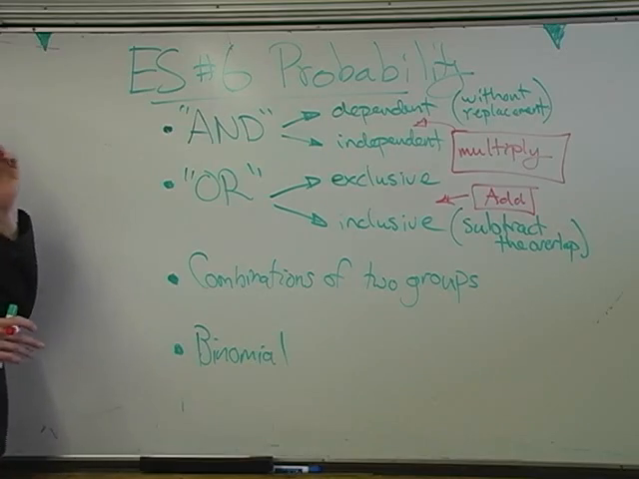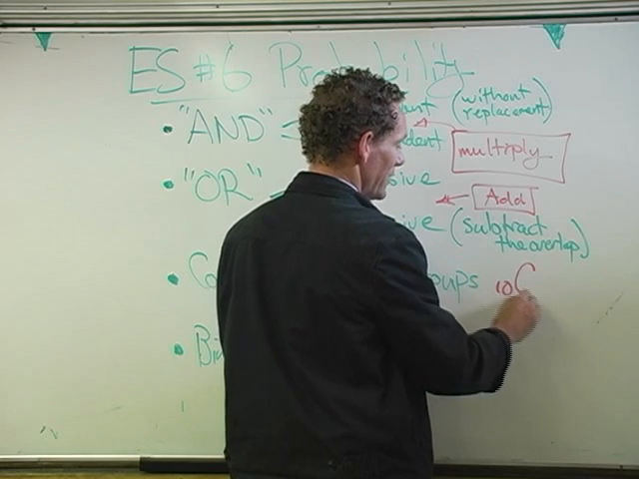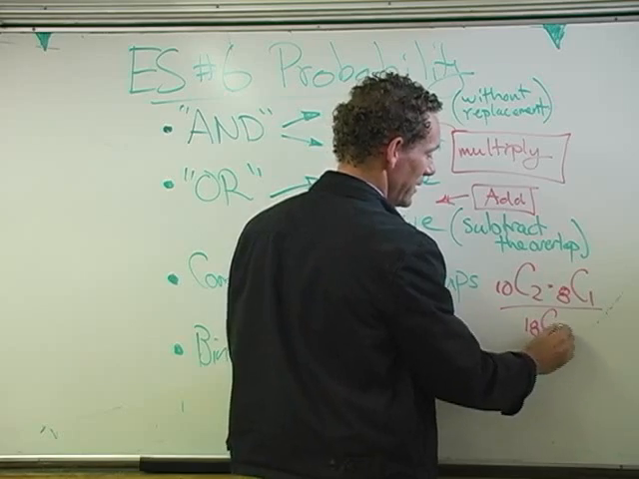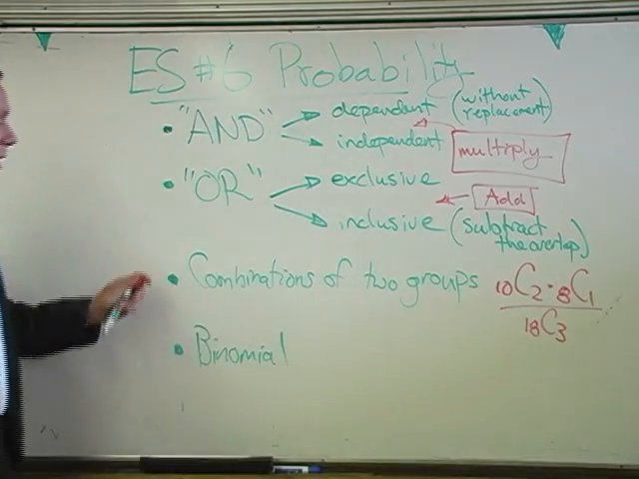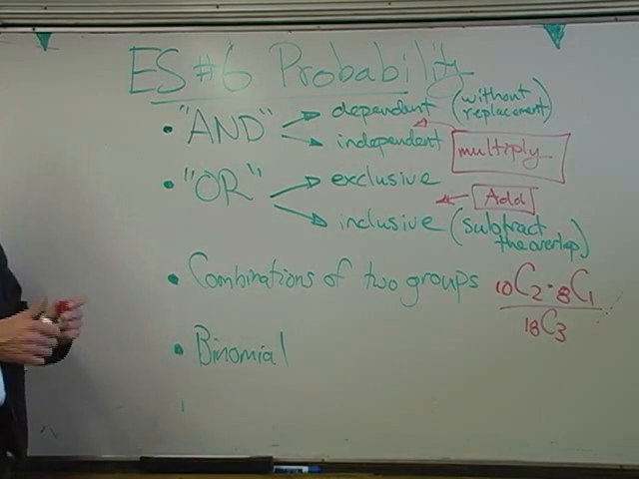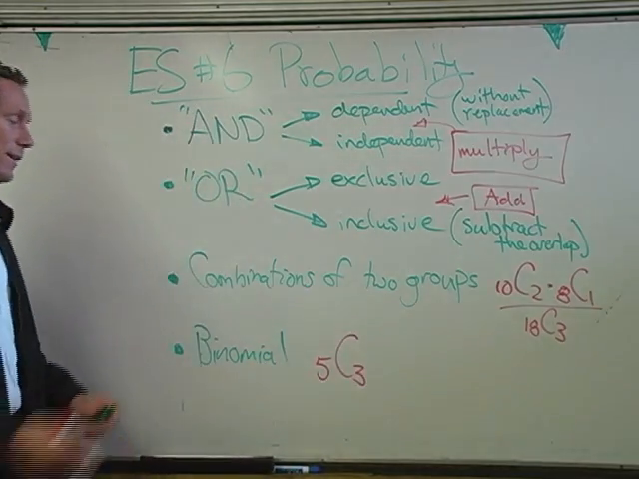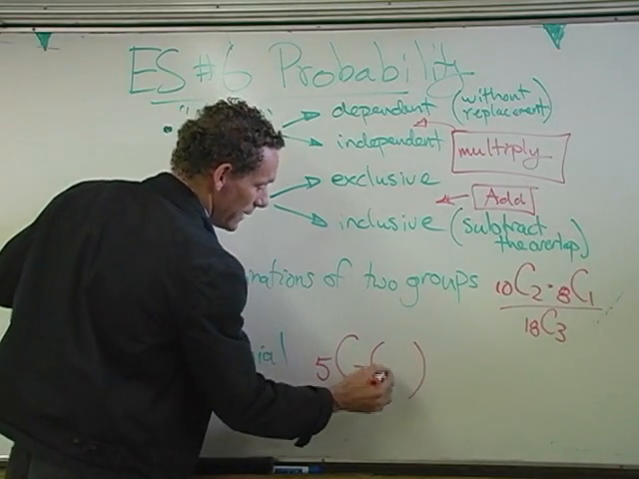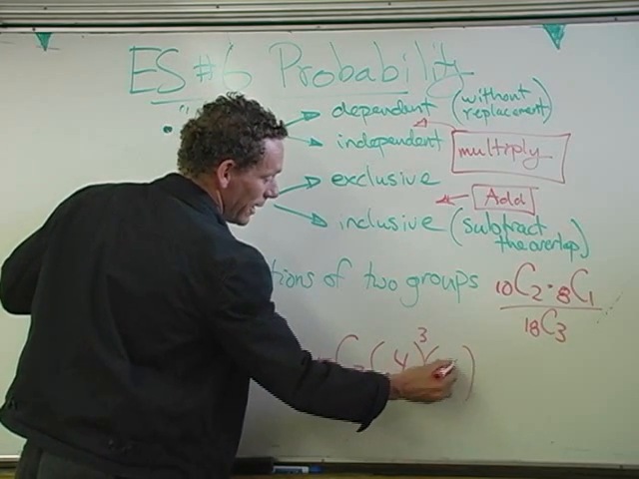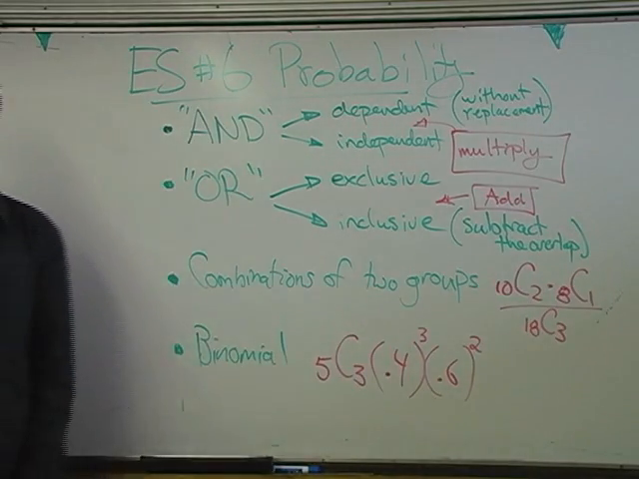Alright, and so maybe in red here I'll write, if it's combinations of two groups, it's going to look something like this. Your answer, 10C2 times 8C1 over 18C3. Alright, so combinations of two groups, your answer ends up looking something like that. And for binomial probability, your answer ends up looking something like, we would have 5C3, the number of ways it can occur, and then times maybe the probability of something happening to the third, and the probability of that not happening then to the second. Okay, so an example of what a binomial probability would look like.